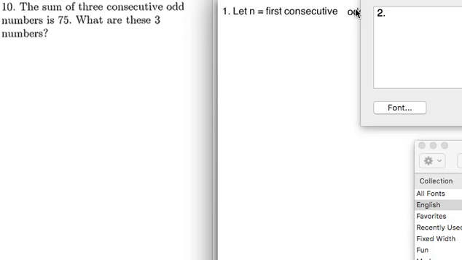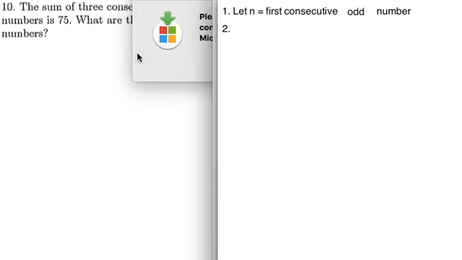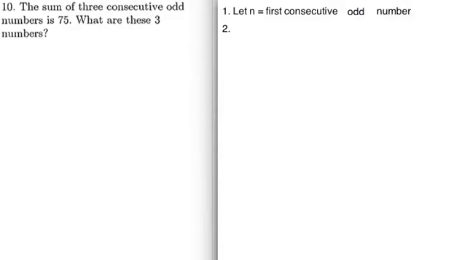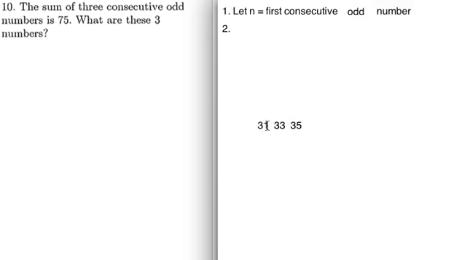Here I've got that n's my first consecutive odd number. At this point, remember, when you get to step 2, you've always got to say to yourself, if these were actual numbers, what would be happening here, right? I'm going to make up 3 consecutive odd numbers, like 31, 33, 35. And I say to myself, if this is my n, my first consecutive odd number, what am I doing to it to get to the other guys?